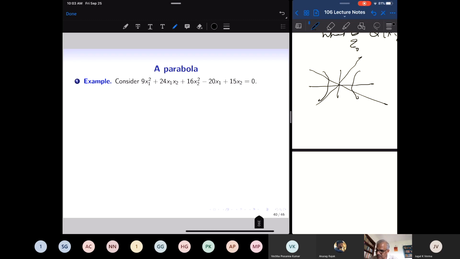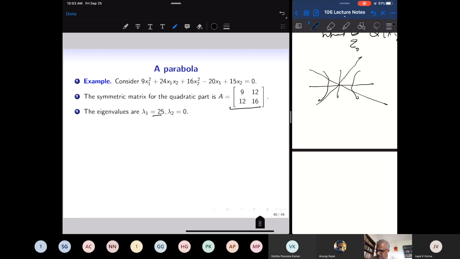So consider this equation: 9x1 square plus 24x1 x2 plus 16x2 square minus 20x1 plus 15x2 equal to 0. Same procedure, we will write this in matrix form. So look at the quadratic part and write the real symmetric matrix which represents this quadratic part, and then this can be written in terms of matrix. And this real symmetric matrix has eigenvalues 25 and 0. In the earlier two cases, we got non-zero eigenvalues.